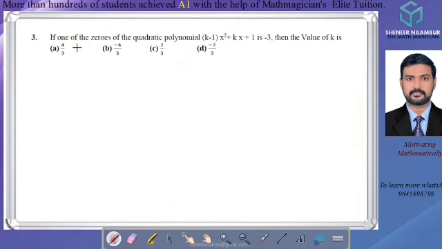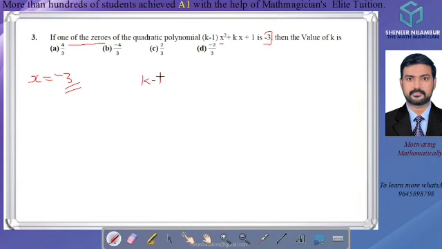If one of the zeros of the quadratic polynomial (k minus 1) x square plus kx plus 1 is minus 3, find the value of k. It's a very simple question. As we know, this minus 3 is one of the zeros. That means in the place of x we can give minus 3. At that time the polynomial's value will become 0. That's why minus 3 is known as one of the zeros of the polynomial.